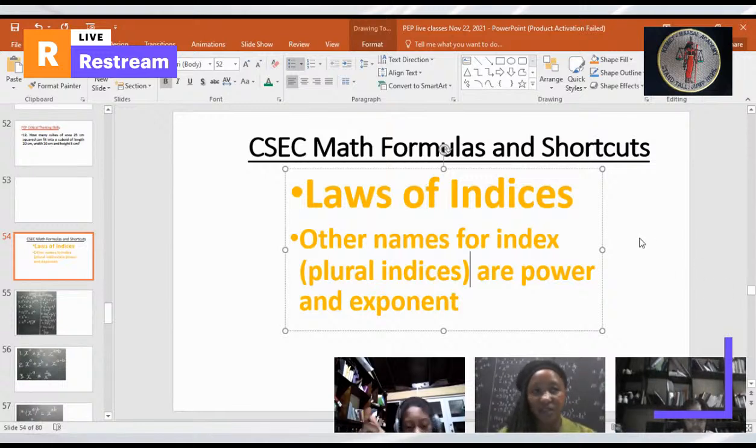So there are certain laws that regulate how we use indices, and we're going to go through the basic laws tonight.